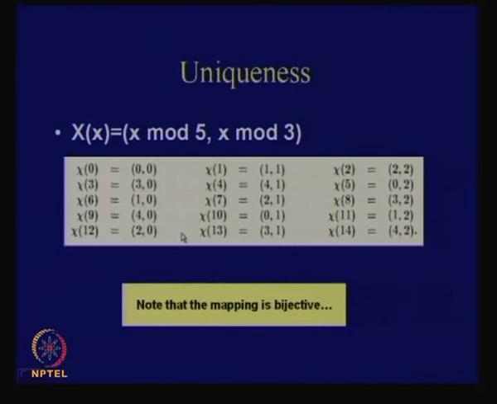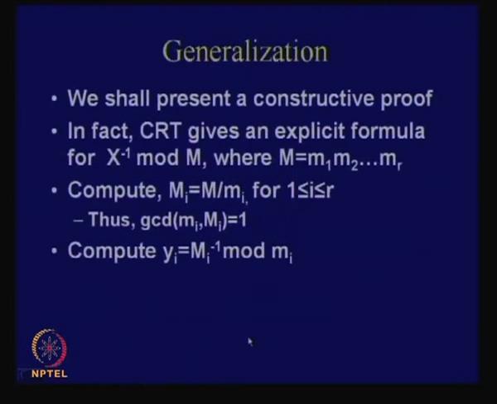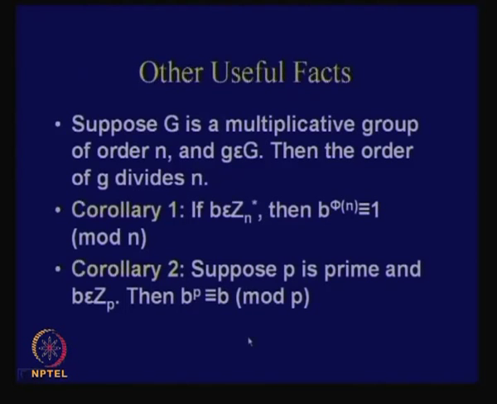And since the number is the same in both cases, it has to be a bijective mapping. You can formally prove this by the pigeonhole principle also, but I am not going into that. But this is quite straightforward actually. I hope you understand this, right? So therefore, we will now conclude with some more useful facts, which will be useful for our RSA understanding.